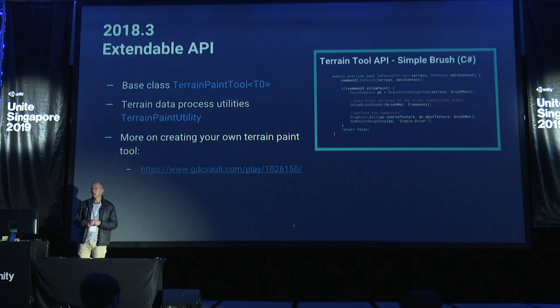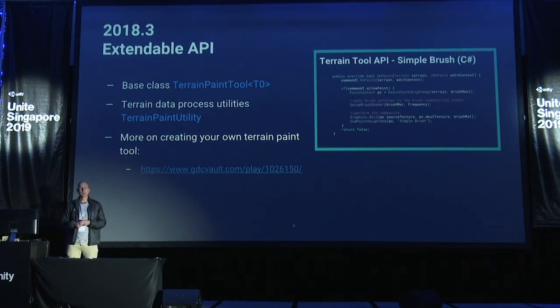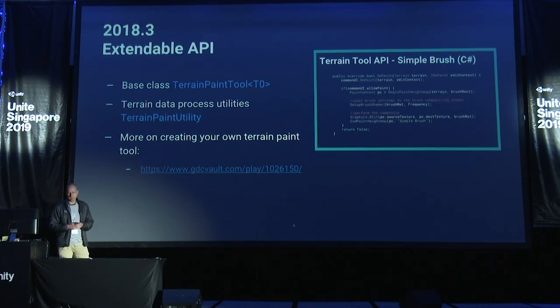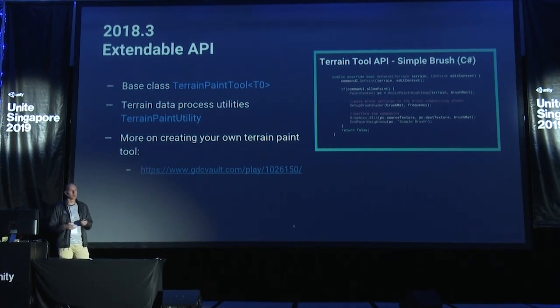And we brought in this API to let you make your own terrain tool. So this really opened it up for people to extend the tool. There's an example here of how you could create your own brush, for instance, and alter the height map directly.